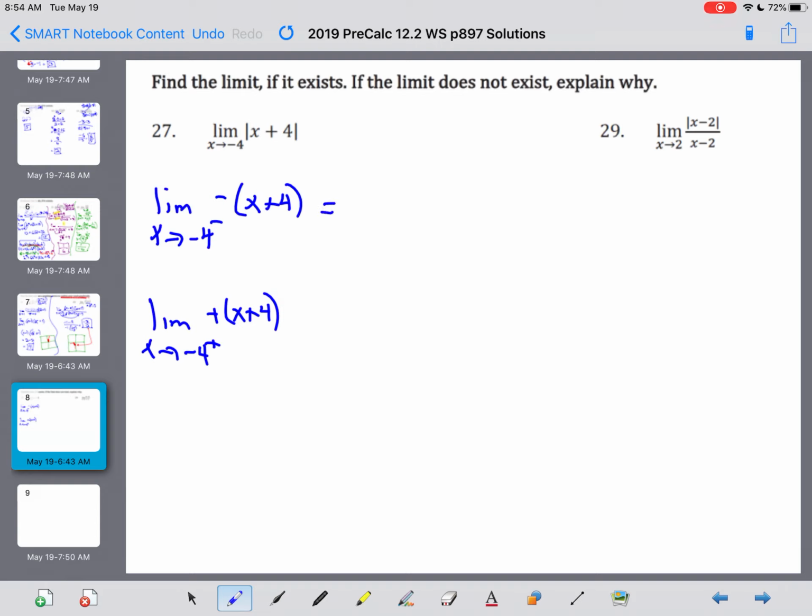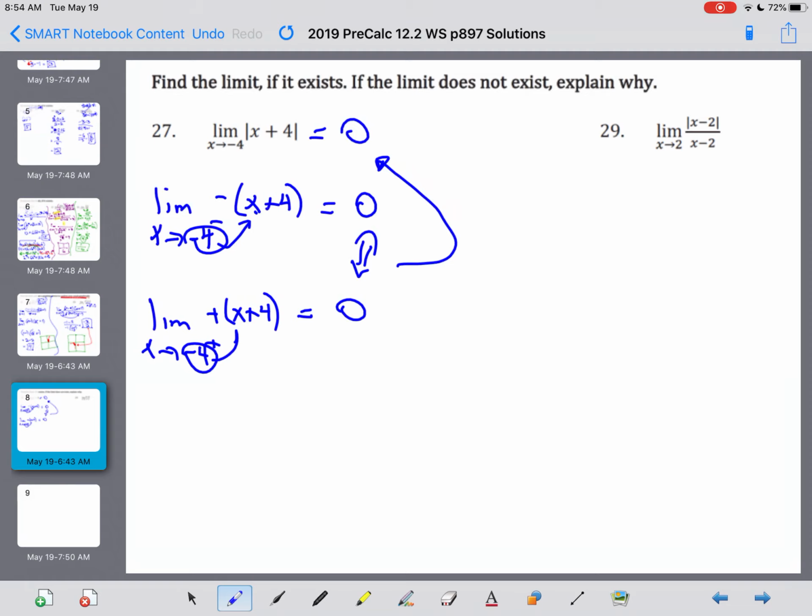So when I evaluate this, I get -4 into here, so I get 0. When I plug in the -4 into here, I get 0. And since these are equal, then we can say the limit overall equals 0. So since they both equal, then we get that.